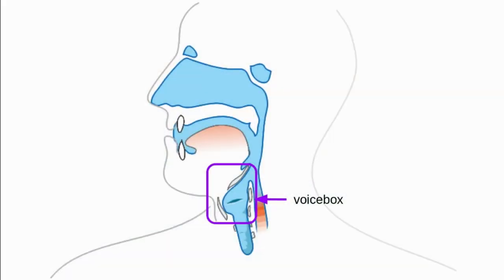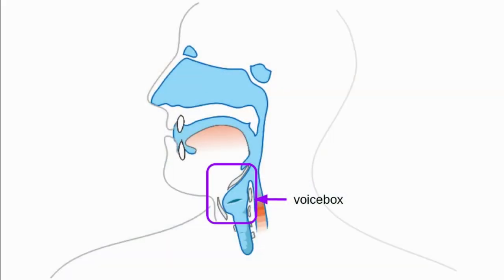The box in voice box refers to the hard covering around this structure. This covering is made of cartilage like the stiff parts of the ear. It's often more visible in men than in women because this hard structure is more pointed at the front for men and more rounded at the front for women. Here's where it shows up in our diagram.